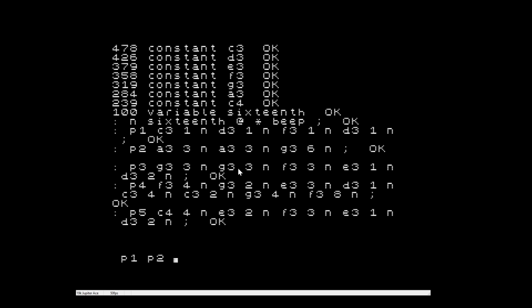And now we're going to string together all of the values together. So playing all the phrases together. Now we're going to let it play.